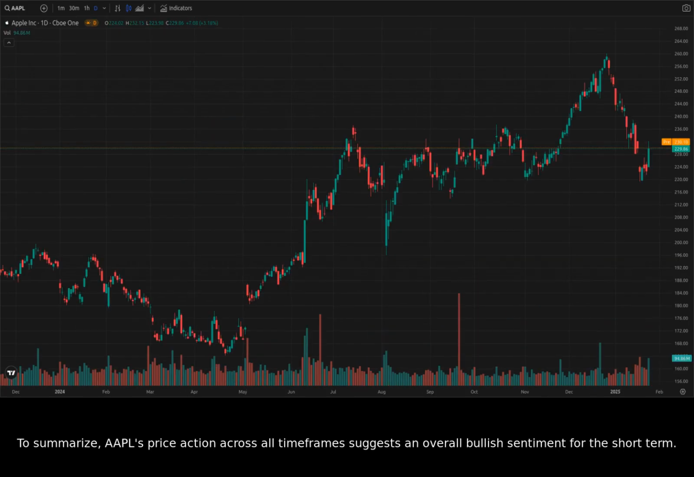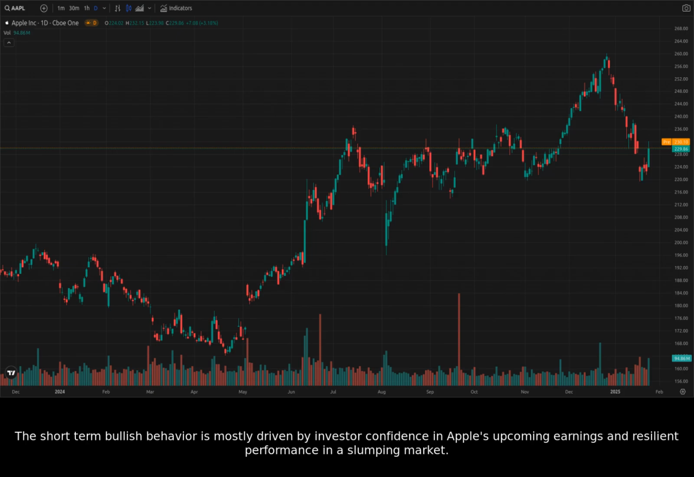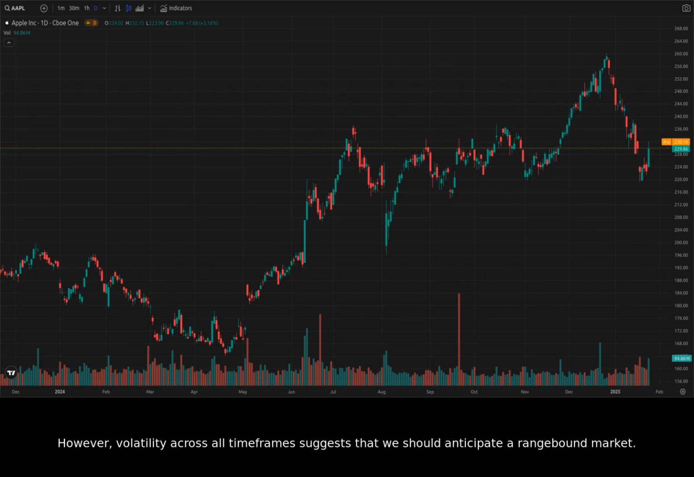To summarize, AAPL's price action across all time frames suggests an overall bullish sentiment for the short term. The short-term bullish behavior is mostly driven by investor confidence in Apple's upcoming earnings and resilient performance in a slumping market. However, volatility across all timeframes suggests that we should anticipate a range-bound market.